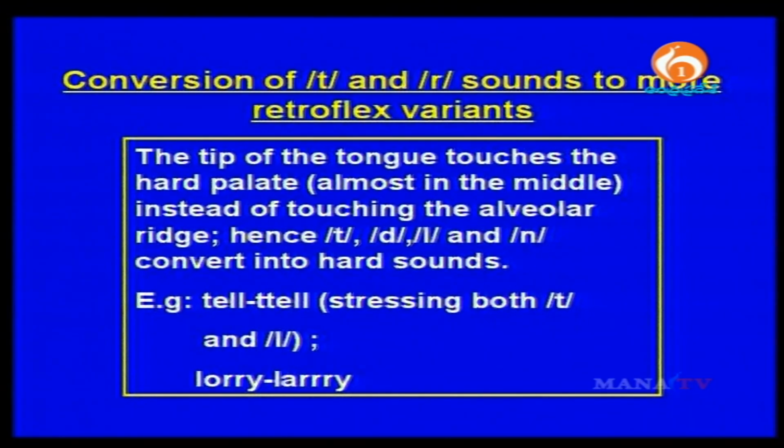harder sounds. For instance, when you want to have a word like tell, if you stress on both t as well as l, it becomes tell. You don't have to bring out the hard sound there. You just have to say t and l. It's as simple as that. Similarly, if you have a word like lorry, you bring in more drubbing or more focus onto r. What would happen is lorry.